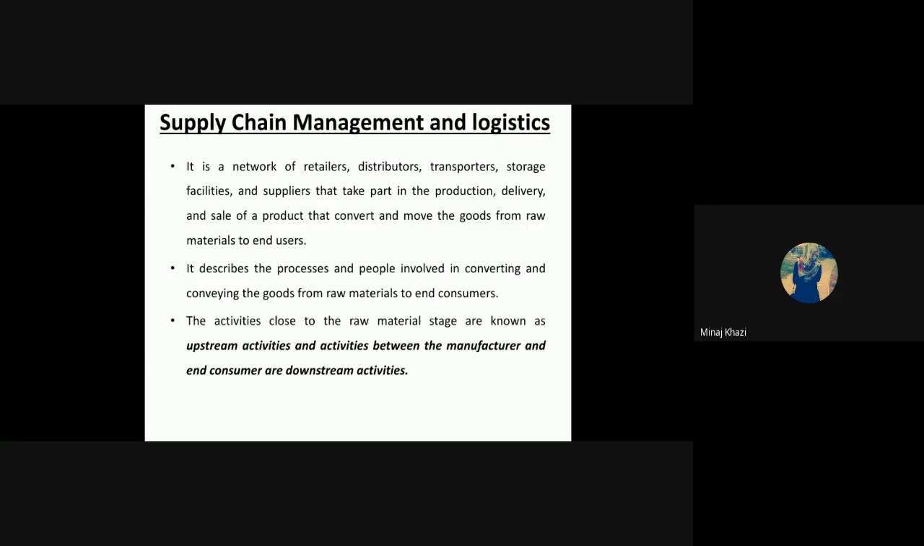So these are the same as upstream activities and downstream activities. Fine.